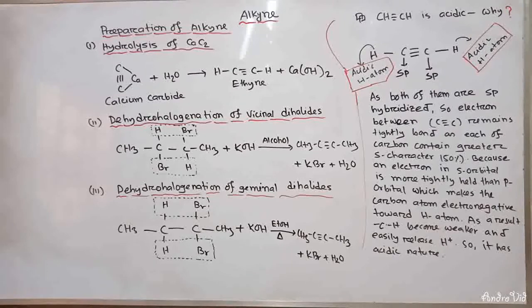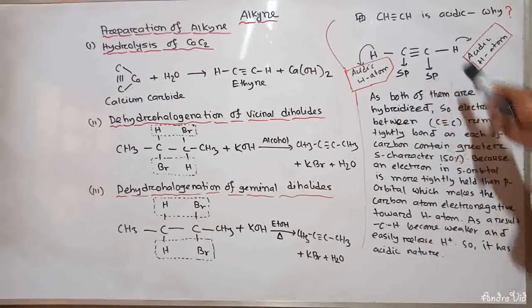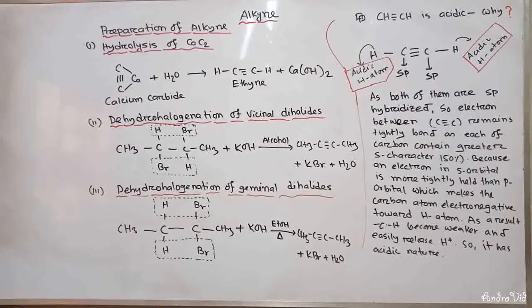Now I would like to say something about the acidic nature of ethyne. You know very well ethyne is acidic in nature. It has a slightly acidic character. This is basically due to the sp hybridization of each of the carbon atoms. In the case of ethyne, both carbon atoms are sp hybridized.